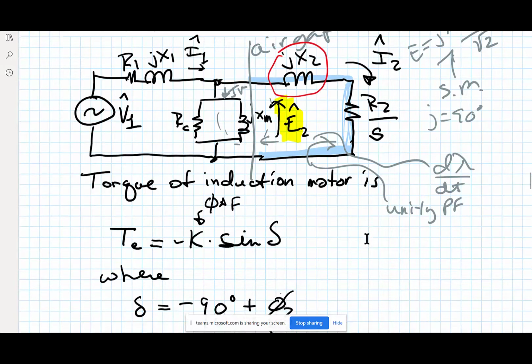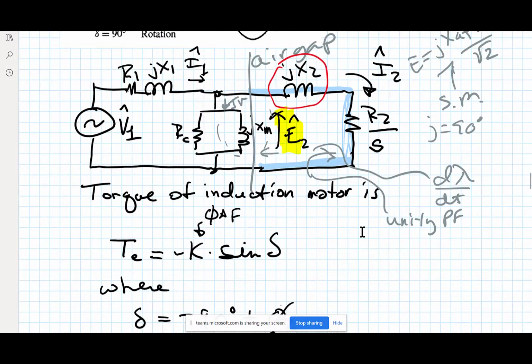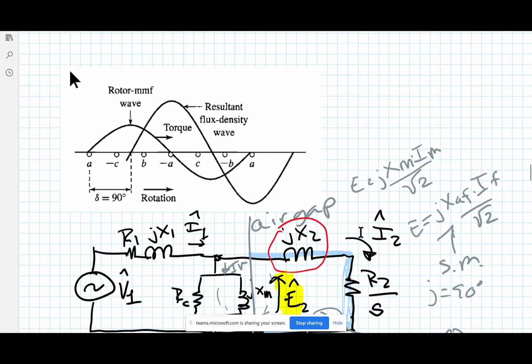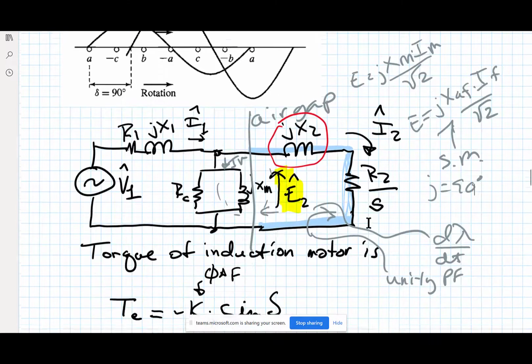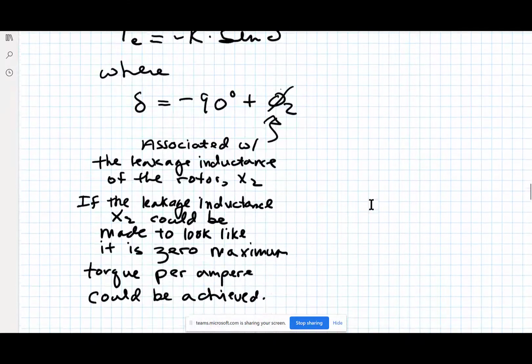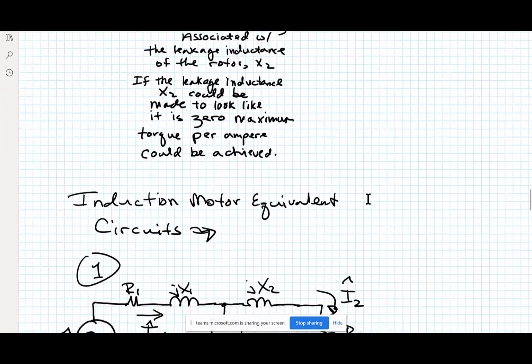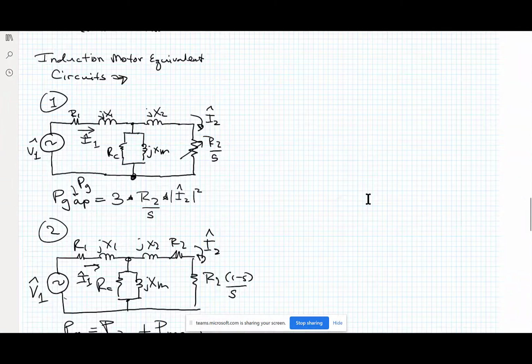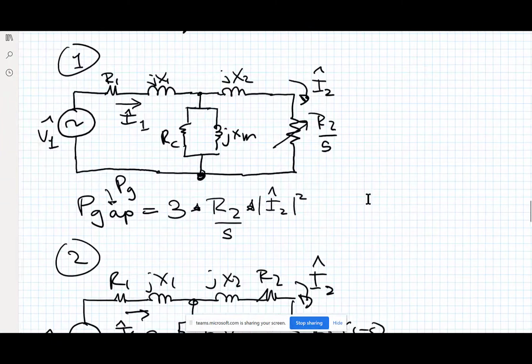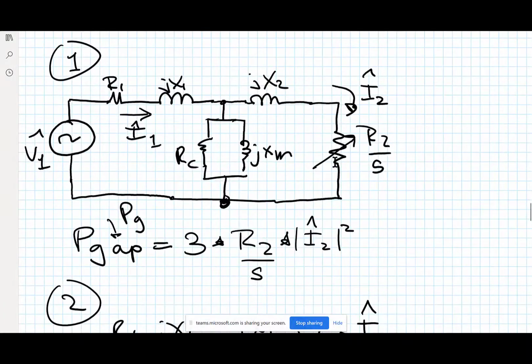So any questions about that? No. Okay, at least one person gets it, I think. Everybody else is like, what the heck is he talking about, right? But hopefully this is becoming clear, because I want to now just jump into the real mechanics of solving problems with induction motors.